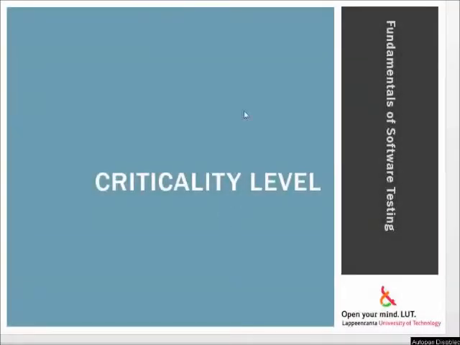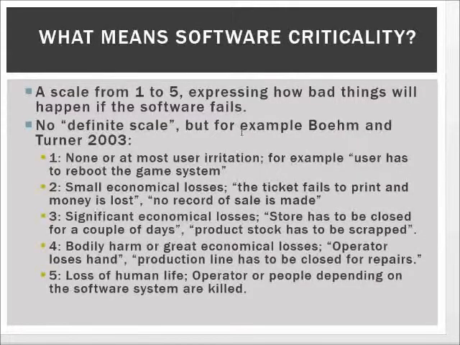One additional aspect of software testing or software test design is the software criticality level, on which I'm going to summarize a couple of words in this presentation. The software criticality is simply a free-form scale, for example from 1 to 5, expressing how bad things will happen if the software fails, or fails to take an action, or takes incorrect action, or otherwise something problematic happens.